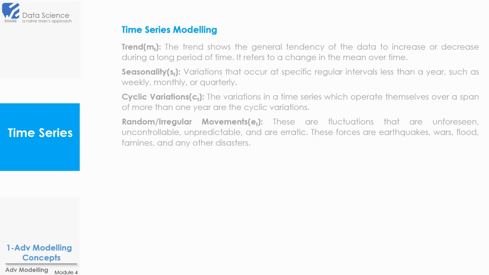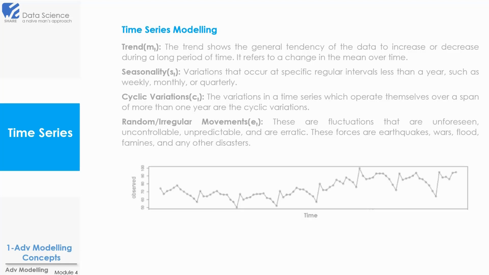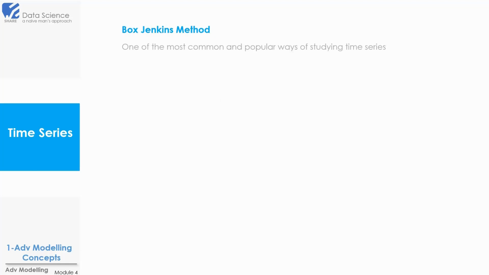Now if we plot the time series data on a graph, then it will look something like this as shown here. Now to model time series there are different methods available, but one of the most common and popular ways of studying time series is Box Jenkins method. So let's see how we model time series using Box Jenkins method.